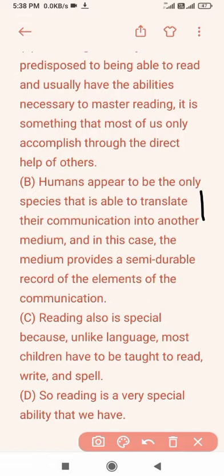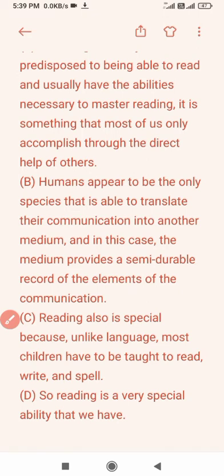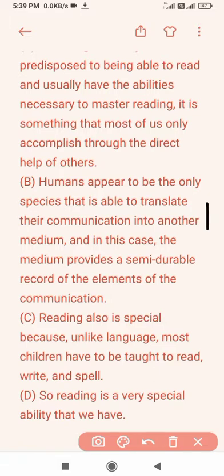Now start with B. Humans appear to be the only species that is able to translate their communication into another medium, and in this case, the medium provides a semi-durable record of the elements of the communication. The elements of the communication are given at the end of B. What are the elements of the communication? They are speaking skills, and if I talk about this passage, in this passage, reading is the only part of the communication skills which is an element of the communication. So we need to find the elements of the communication, and reading is present in both C and D.